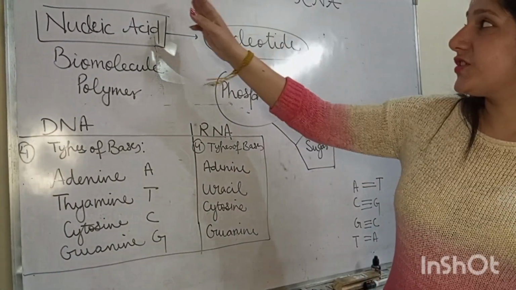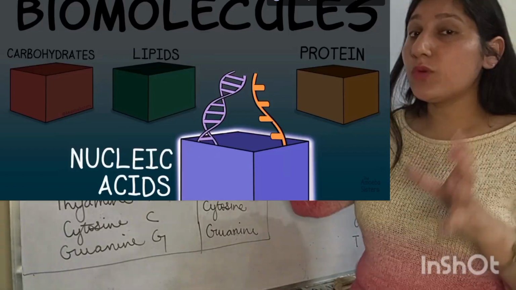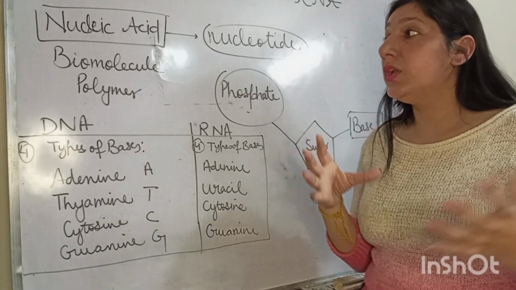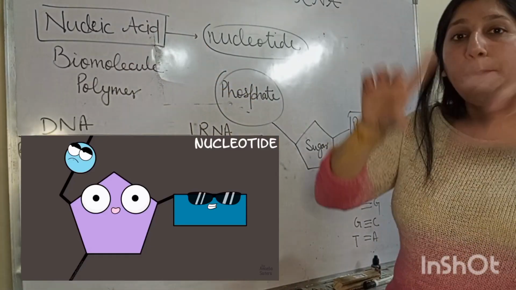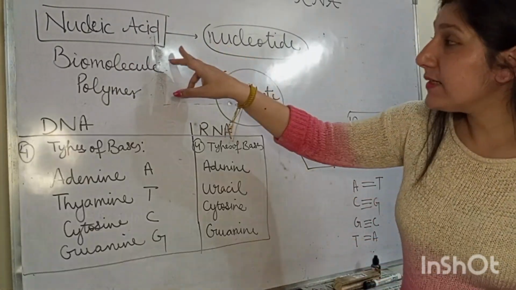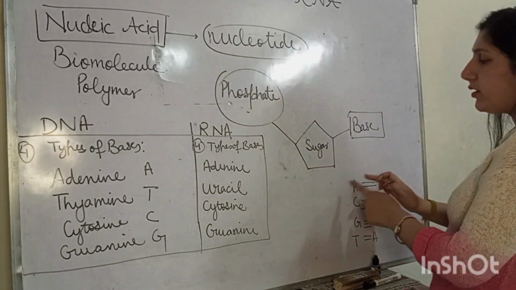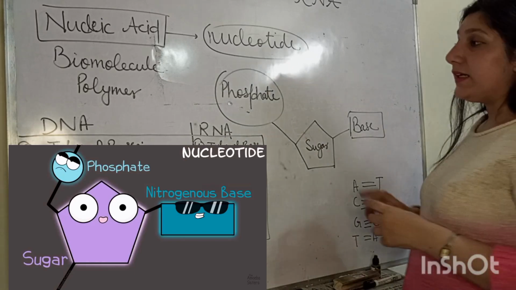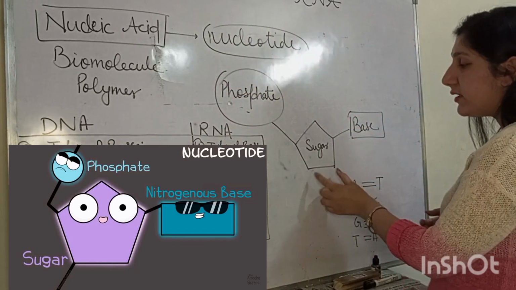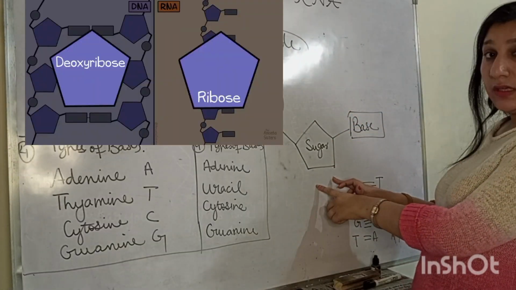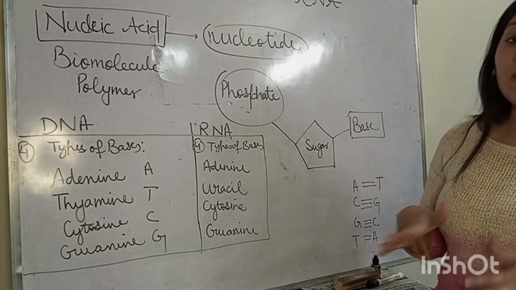Yes students, both DNA and RNA are nucleic acids. Now a nucleic acid is a biomolecule and it's a polymer, a bigger molecule which is made up of nucleotides. Clear? A nucleic acid is a polymer or biomolecule made up of nucleotides. Now what are nucleotides? This whole unit is known as a nucleotide. A nucleotide contains a phosphate, a sugar and a base. Now in DNA, this sugar is deoxyribose sugar, and in RNA, this sugar is ribose sugar. That's where the name has come from.